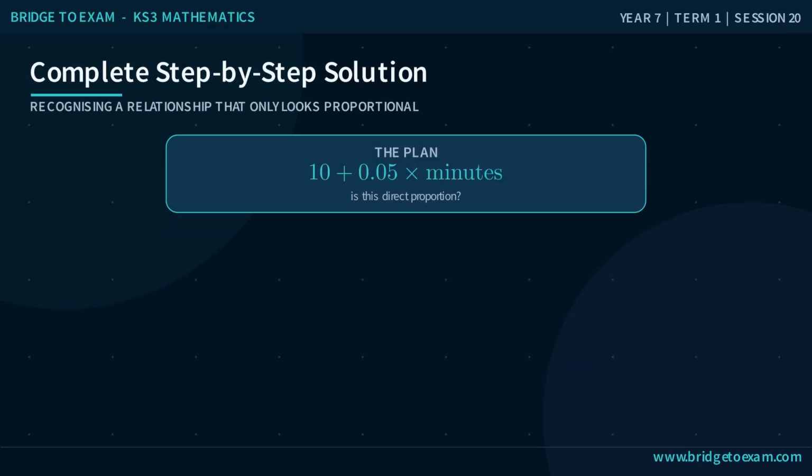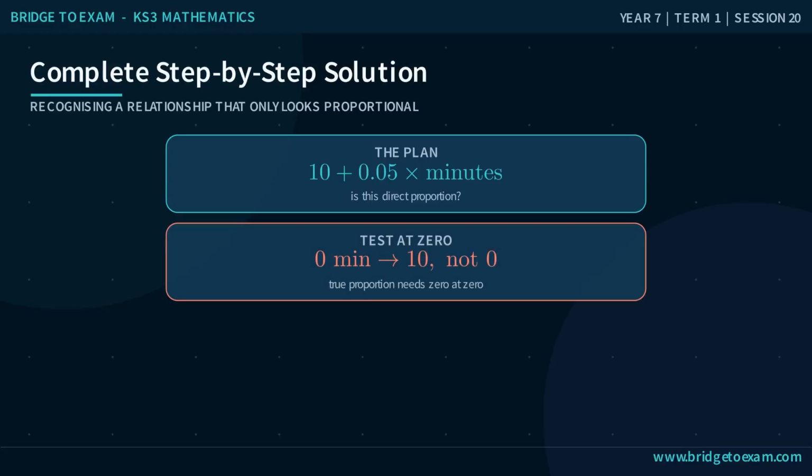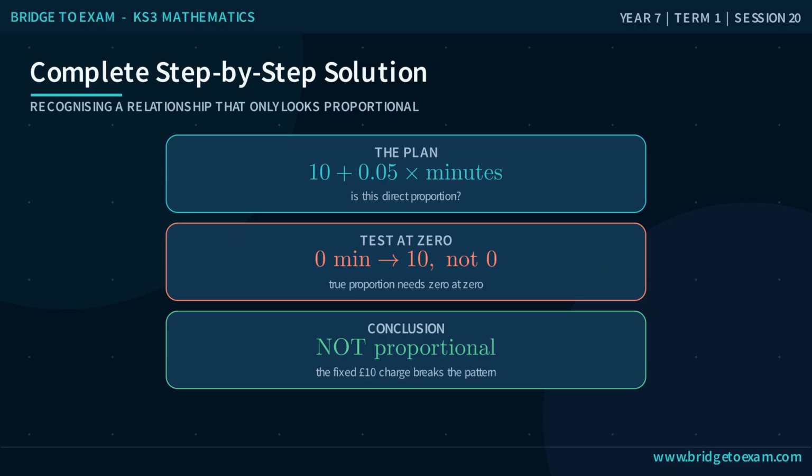Complete example. A phone plan costs a fixed £10 plus 5 pence per minute used. Is this direct proportion? Test at 0 minutes. A truly proportional relationship gives £0 at 0 units, but this plan still costs £10 even with no usage at all. Since it doesn't pass through 0, this is not direct proportion. The fixed charge breaks the pattern, even though the total does increase steadily with more minutes.